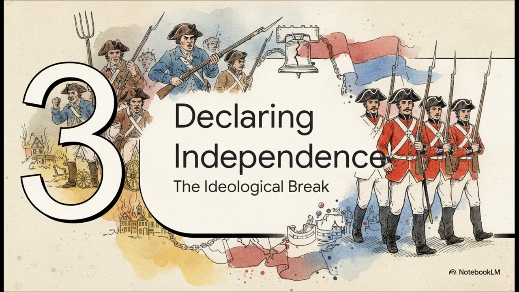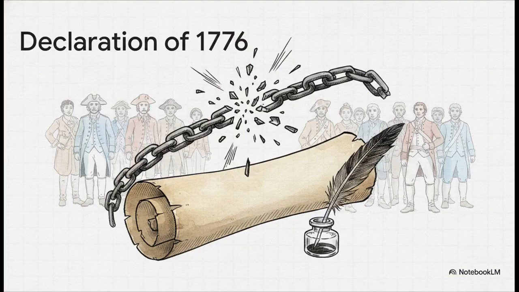Let's look at Section 3, Declaring Independence. So in 1776, they adopt the Declaration of Independence, formally dissolving those political ties to Great Britain. It famously lays out that all men are created equal, endowed with unalienable rights like life, liberty, and the pursuit of happiness. Crucially, it argued that a government only gets its power from the consent of the governed, and if a government becomes destructive, which they absolutely believe the British Crown had, well, the people have every right to alter or abolish it.